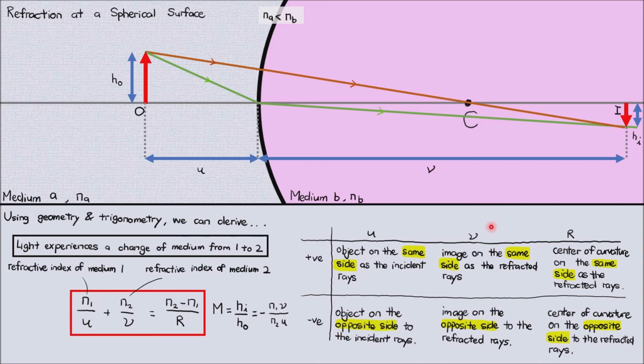Okay, so for v, the image, you see whether the image is on the same side as the refracted ray. This time it's refracted, no longer reflected. So if it's on the same side as the refracted rays, then it will be positive. Opposite side, negative. So the image is at the back of the surface, and the refracted ray is also at the back of the surface, so both on the same side. So the v that we substitute here will be positive as well.